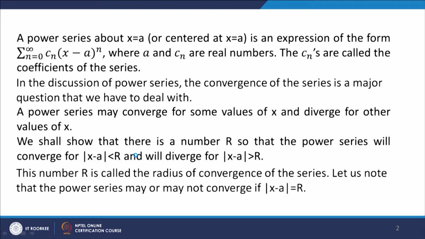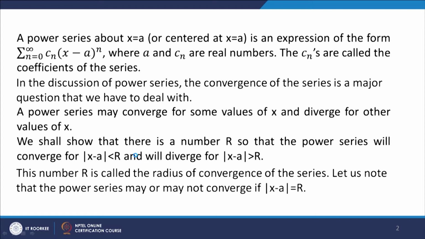Now, in the discussion of power series, the convergence of the series is a major issue. So, we will have to deal with this convergence question. A power series may converge for some values of x and diverge for some other values of x. We shall show that there is a number r, so that the power series converges for mod of x minus a less than r and diverges for mod of x minus a greater than r. The number r is called the radius of convergence of the series. The power series, we shall see, may or may not converge for mod of x minus a equal to r.